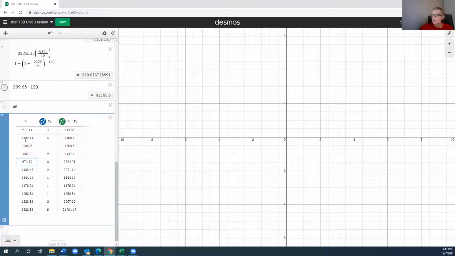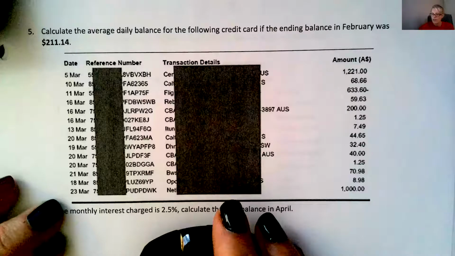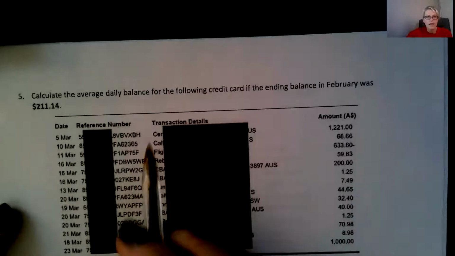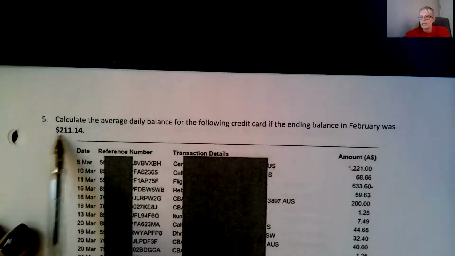But the key is you have your balance, and then your Y1 is going to be the number of days that you were at that balance. So I was at my first original balance for 4 days, and then my next balance for 5, my next balance only 1 day, and so on and so forth. And your number of days should add up to be the number of days in your month, which in this case is 31, because, let me take you back to my paper, this was my balance at the end of February, and now we're talking about March. And so there's 31 days in March.